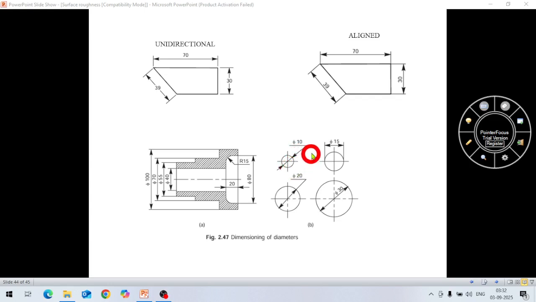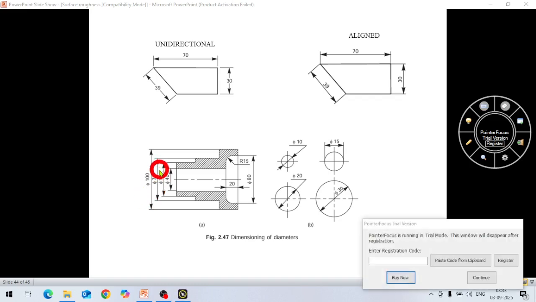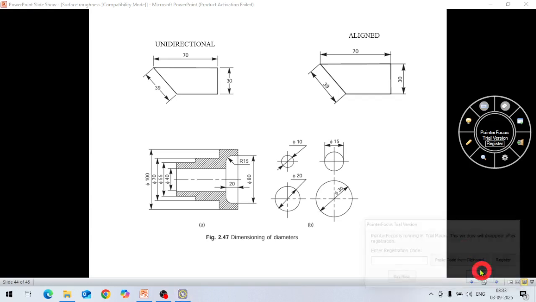So this way you can define this diameter. And another way is, if this type of job is there and you have to give diameter dimensions, then here it is given dia 100 like this. So the sign of phi is essential for this. So dia 100, then dia 70, all diameters are given here.